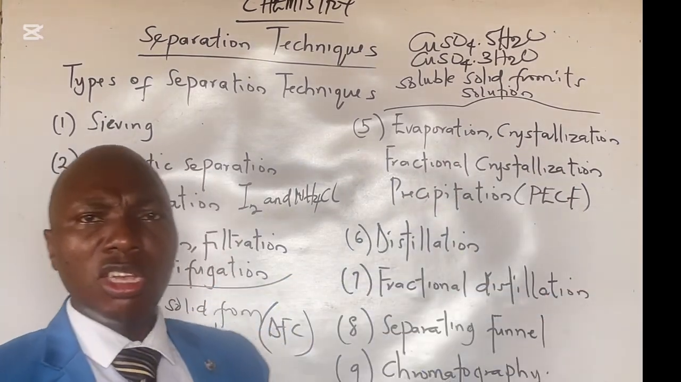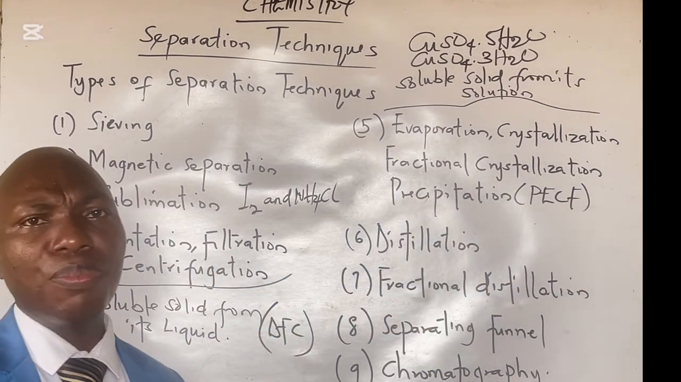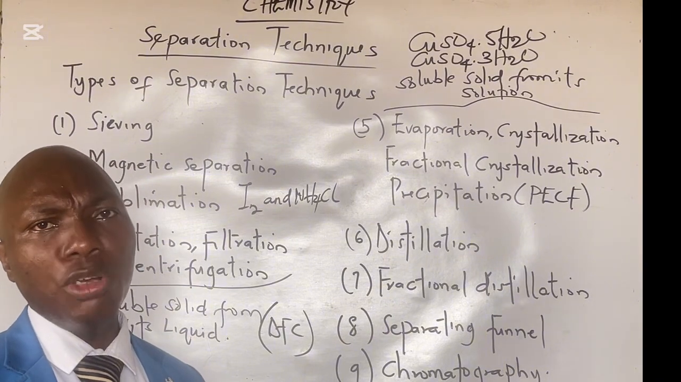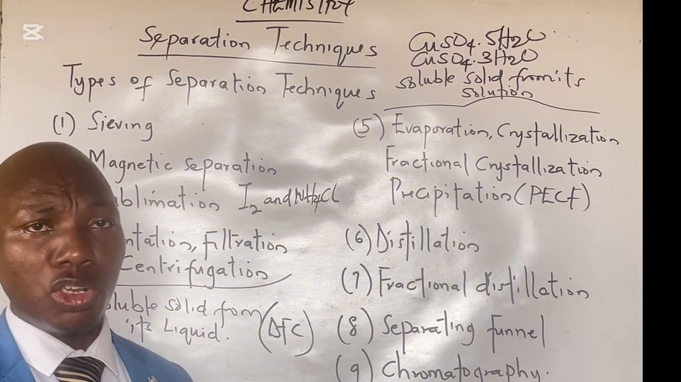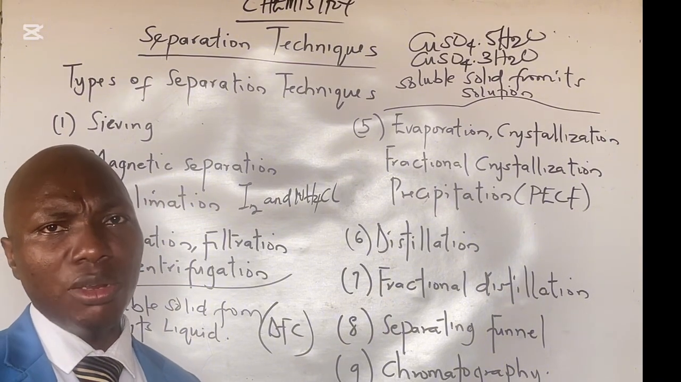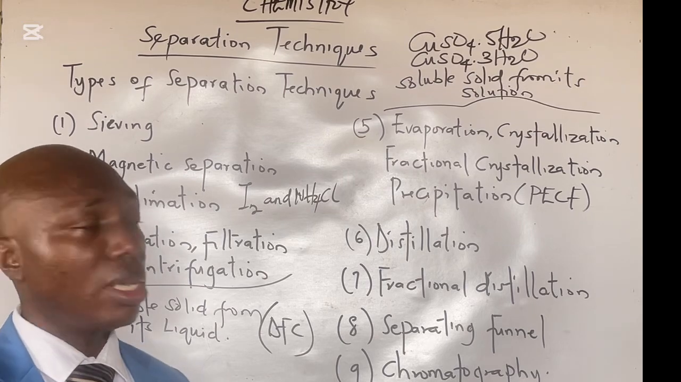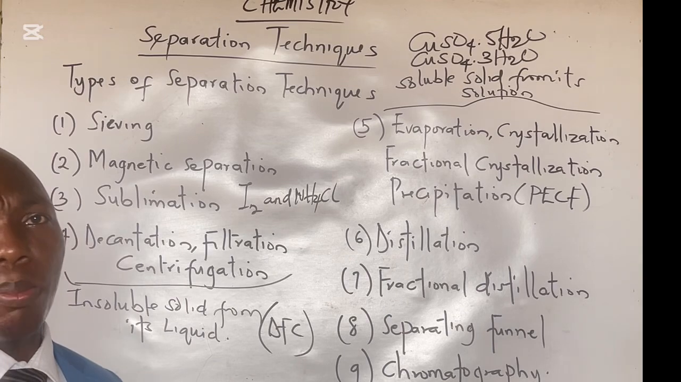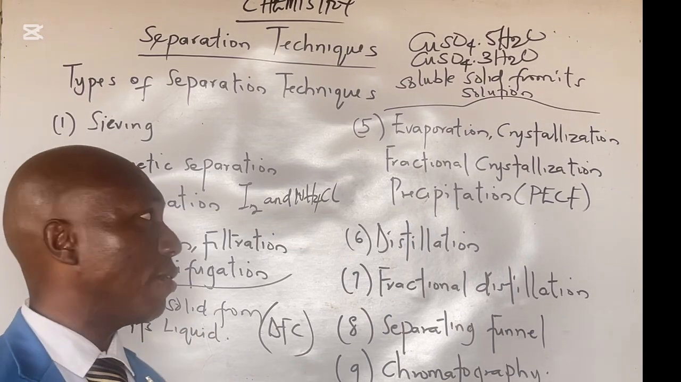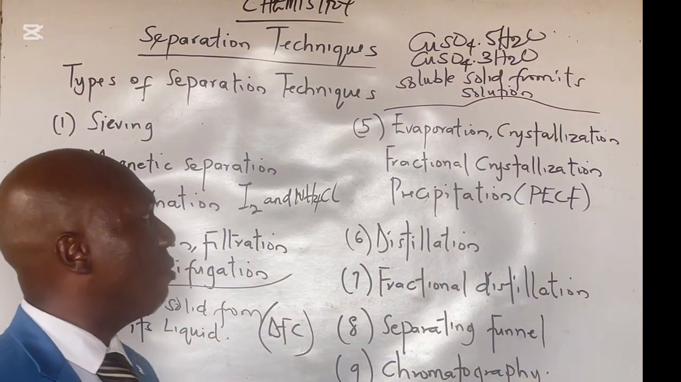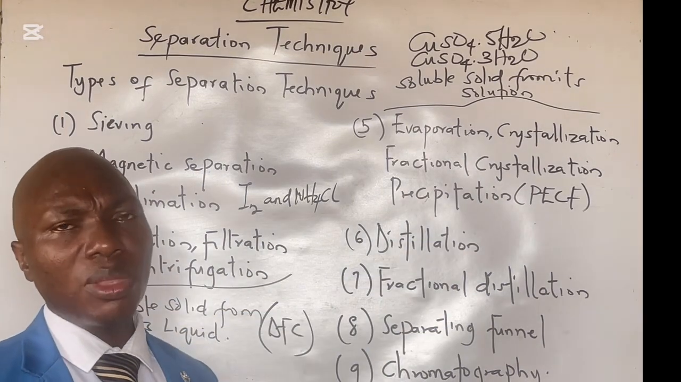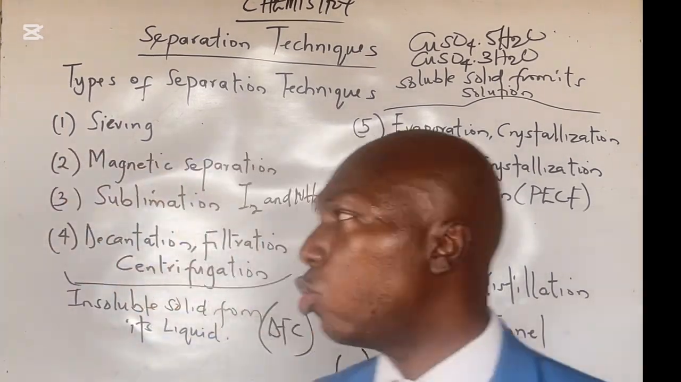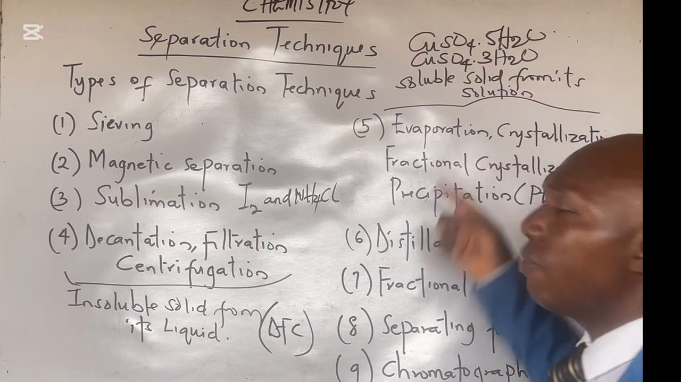Crystallization. Industries that use crystallization are the drug and sugar making industries. They make use of crystallization for salts which can decompose easily on heating in their solution. Another one is fractional crystallization. Fractional crystallization is also used to separate soluble solid from its solution.